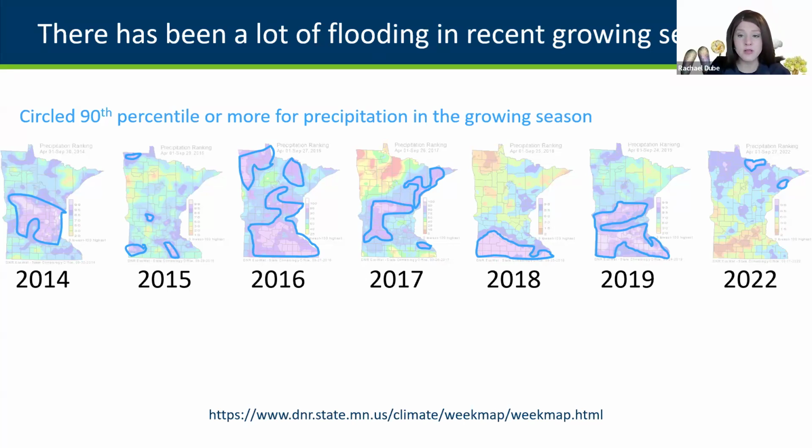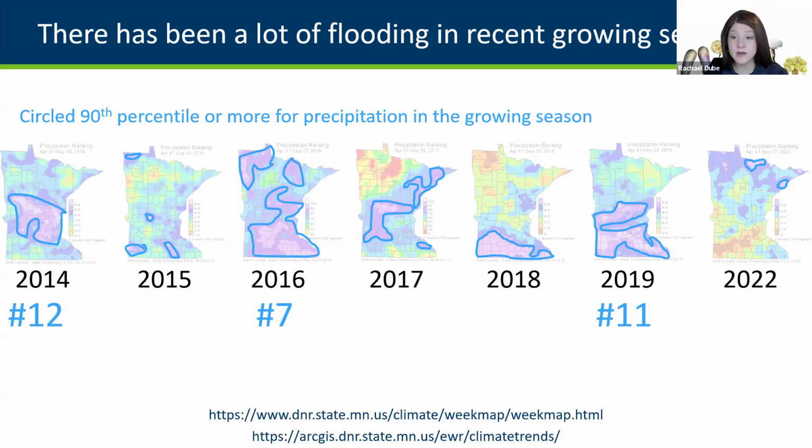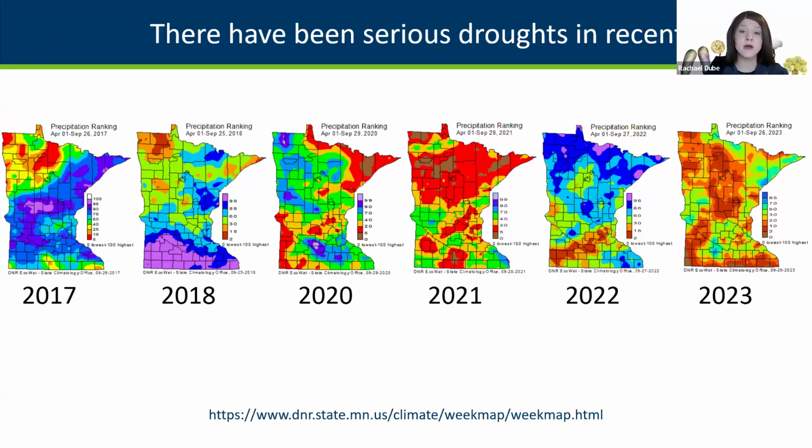And then pulling out to the statewide level, some of these years had the most growing season rain in the number 12th place here in 2014. Number 7th wettest year statewide in 2016, and then 2019, especially in the early part of the year, was number 11. And that excessive precipitation can and does stress trees. But especially in recent years, we have had years with very significant drought in Minnesota. And these are the same series of maps. They're just highlighting areas that were more dry in recent years.